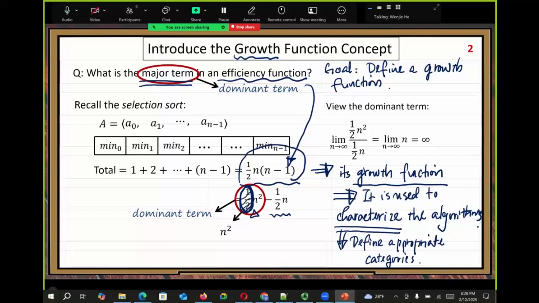ignore the coefficient. So we simplify that dominant term 1/2 times n. We only extracted the n squared part. We do not include the 1/2 coefficient. Because in this way, if we ignore the leading constant part, we can make it simpler, right? We can make the function simpler.